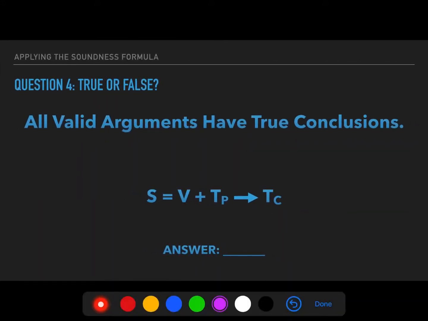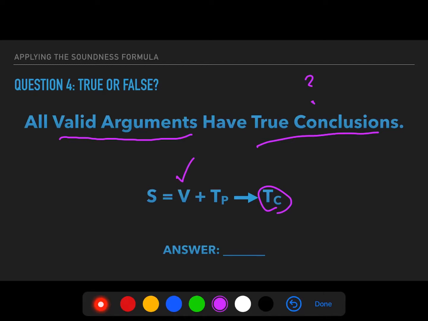Number 4, all valid arguments have true conclusions. So in other words, we're looking at valid arguments, so let's check that off. And the question is, do they have true conclusions? Do I know that? So we're looking at this part. So what does the formula tell me? Well, can I move to the other side of the arrow given what I know?